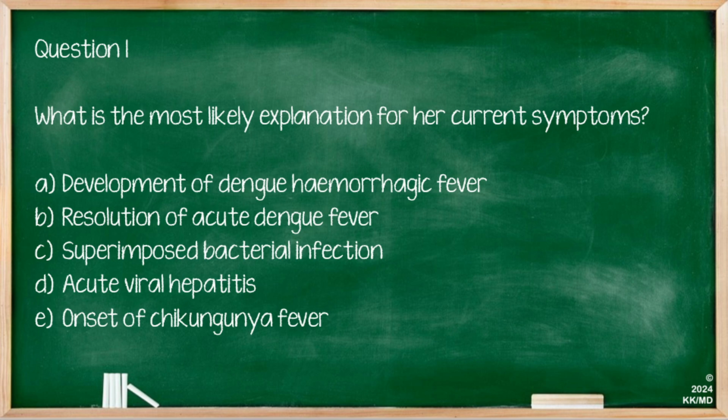So our options are development of dengue hemorrhagic fever, resolution of acute dengue fever, superimposed bacterial infection, acute viral hepatitis, or onset of chikungunya fever. So based on what we've discussed in the video, this looks like a classic case of development of hemorrhagic fever. And as we said, this would be a notifiable disease.